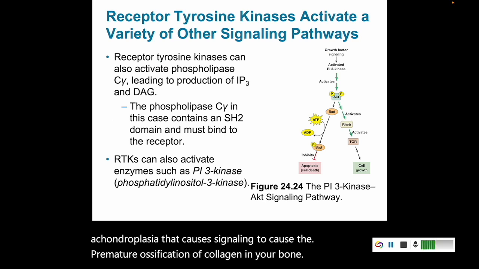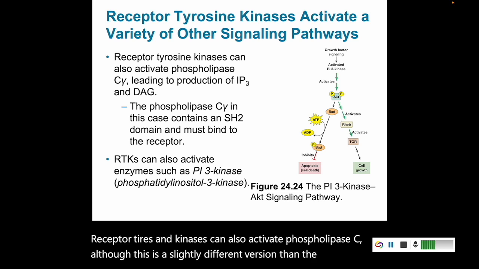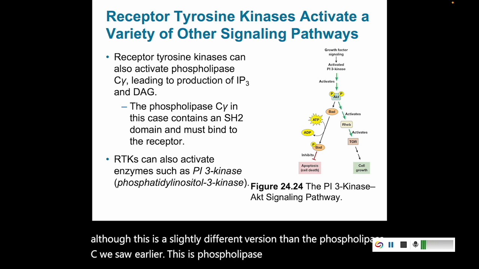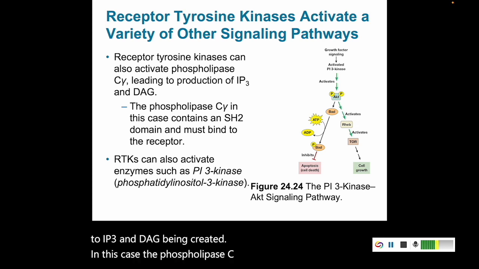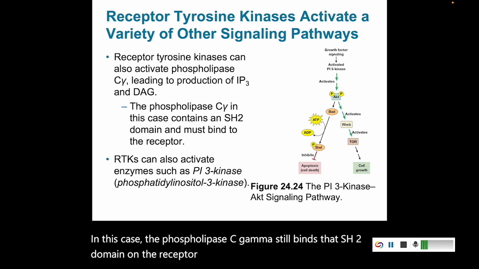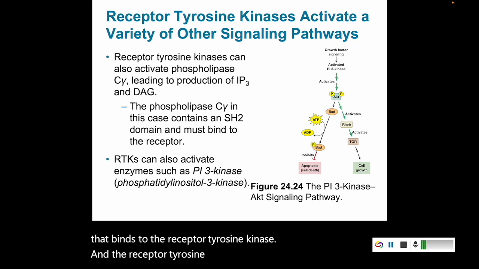Receptor tyrosine kinases can also activate phospholipase C. Although this is a slightly different version than the phospholipase C we saw earlier. This is phospholipase C gamma. This will still lead to IP3 and DAG being created. In this case, the phospholipase C gamma still binds to that SH2 domain on the receptor tyrosine kinase and has a SH2 domain that binds to the receptor tyrosine kinase. And the receptor tyrosine kinases can also activate PI3 kinases.